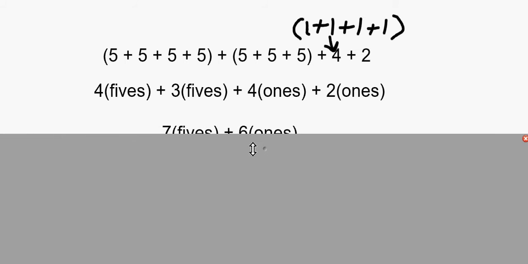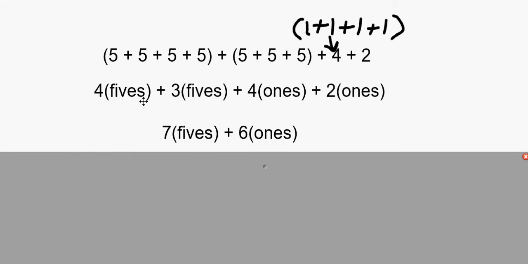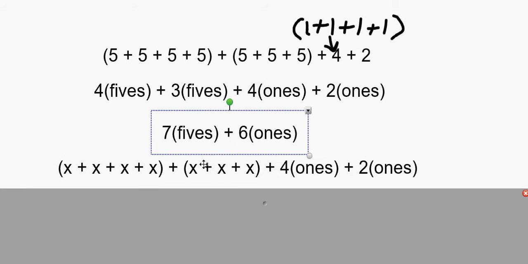What can I put together and what can't I? I can put 5s together. 4 5s and 3 5s will be 7 5s. But I can't put that with this. The 1s can go together to be 6 1s, but I can't be putting the rest of this together. I'm done. Now let's illustrate this fact with x's now.